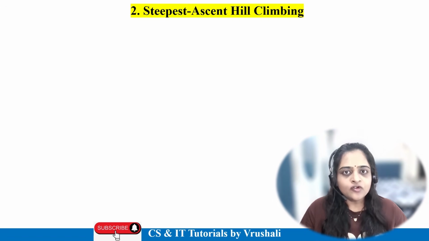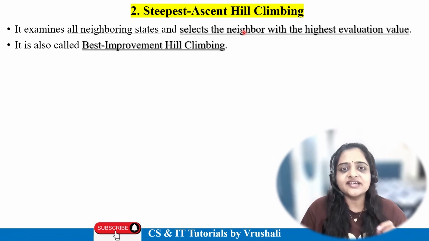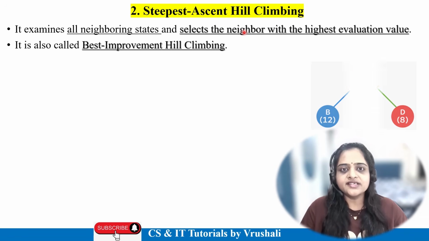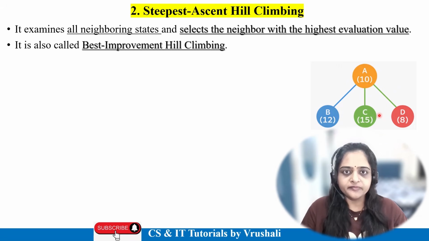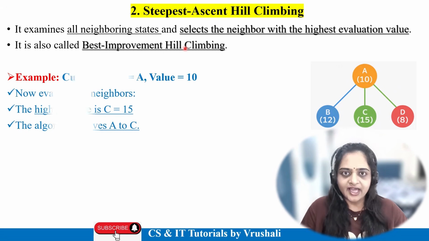Now the second type of algorithm is steepest ascent hill climbing. Basically it explores all the neighboring nodes, finds the highest evaluation value and visits that particular node. That's why it is also called best improvement hill climbing.